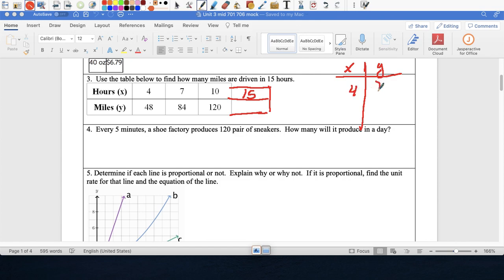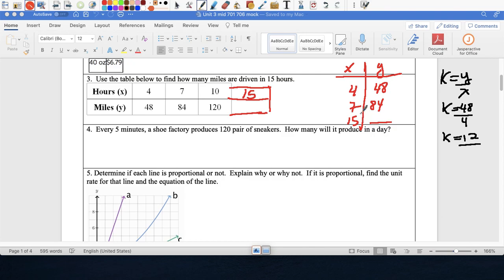So from 4, I get 48. From 7 I get 84, and then for 15 we're missing, right? So this one is simpler. It's pretty straightforward. You can easily see that the constant of proportionality is 12, but again, let's do this. k equals y over x. You can pick either the 4 and 48 or the 7 and 84. It doesn't matter which one you choose because you have both. So let's pick 48 and 4. 48 over 4, k equals 12, which also happens to be your unit rate.